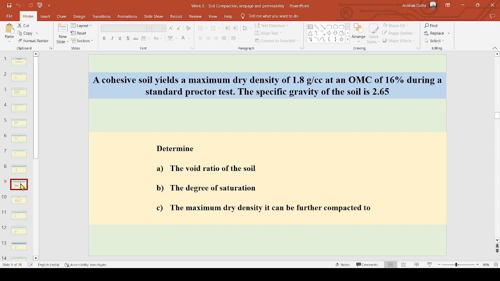This question has no options, so you're going to tell me the answer. But it has three parts. To solve them one by one, first you have to find out the void ratio, then find out the degree of saturation, and after that you have to find out the maximum dry density it can be further compacted to.